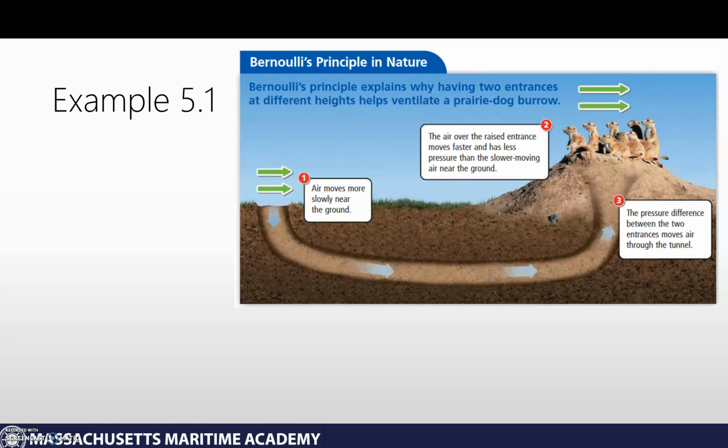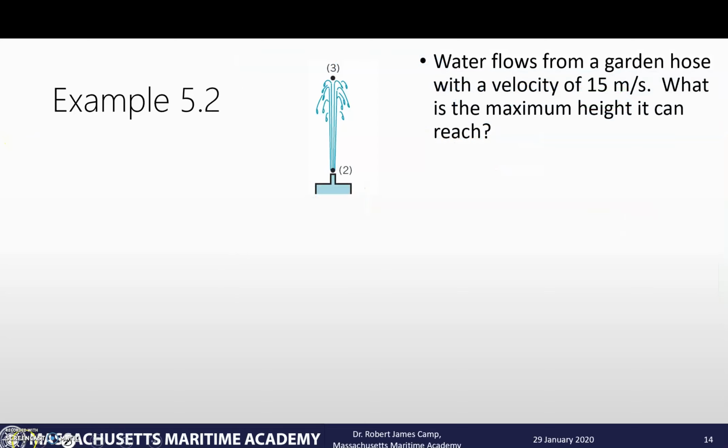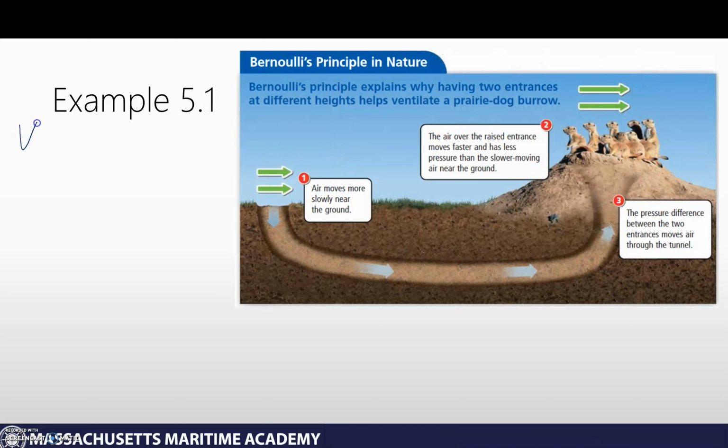Let's assume that at the entrance, at point 1, my velocity is 6 meters per second. And so that's the wind blowing right there. And let's assume the velocity at 2, the velocity over the top of the mound, is 7% faster. So that'd be 1.07 times 6 meters per second. And so what we want to find is what is the pressure difference between point 1 and point 2.